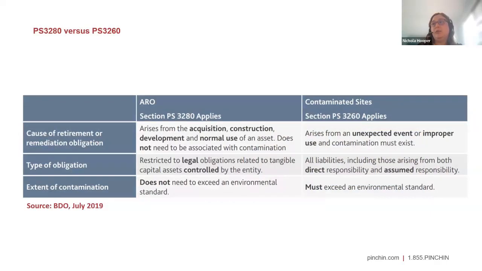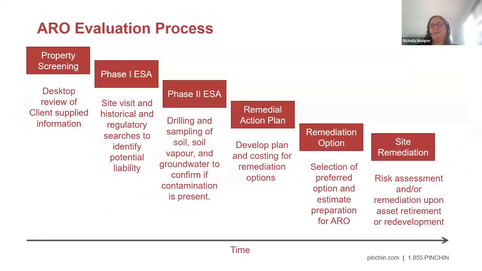I just wanted to put this slide in here quickly because there are two PSs that apply to contaminated sites. There is PS 3280, which we are here to talk about today, but it also includes PS 3260, and there's some variations. So your ARO, which is PS 3280, applies for a site that doesn't have contamination that exceeds an environmental standard. As soon as you have contamination on your property, you are actually looking at the contaminated sites section, PS 3260, which applies. Next slide, please. So, potentially contaminated site versus an actual contaminated site.